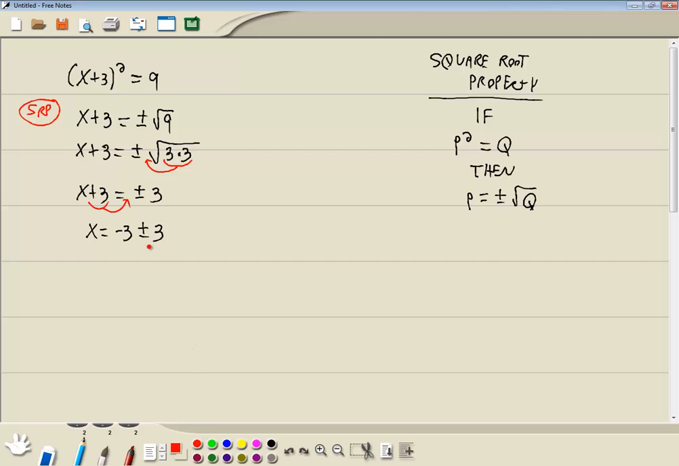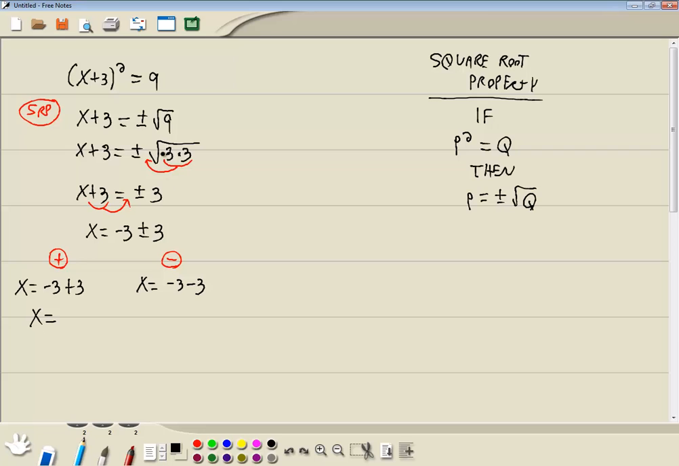Now in simplifying, there's different simplifying techniques that go along with square root property, along with the quadratic formula, and completing the square. If your radical disappears and you don't have an i, then typically what you want to do is break this into a plus version and a minus version. Now what I mean by that is this plus or minus here means you're going to have x is equal to negative 3 plus 3, and you'll have x is equal to negative 3 minus 3.